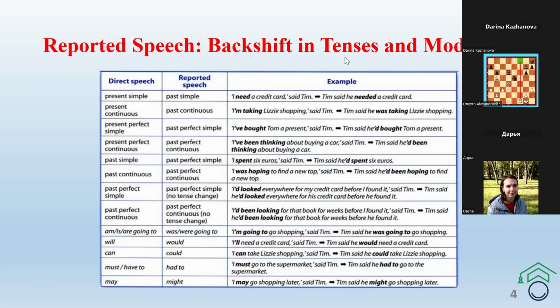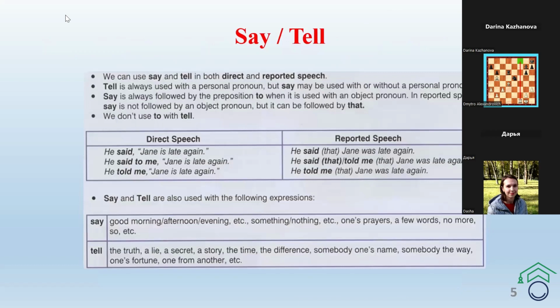As I have already said, say and tell are the most common reporting verbs. They are synonyms. We can use say and tell in both direct and reported speech. But mind the differences. Tell is always used with a personal pronoun: tell me, tell her, tell us. But say may be used with or without a personal pronoun. Hello, he said. Nothing else goes after said.